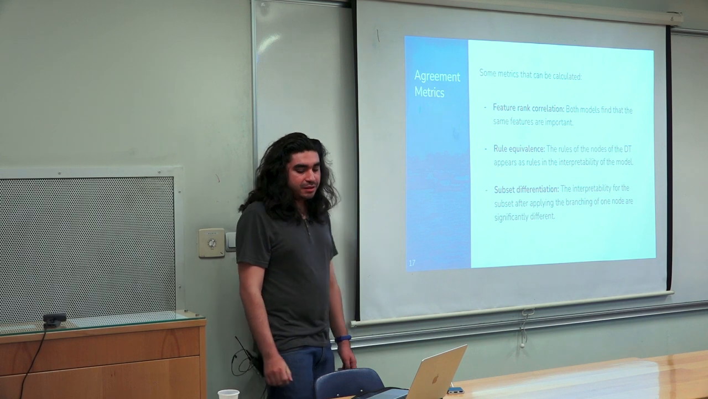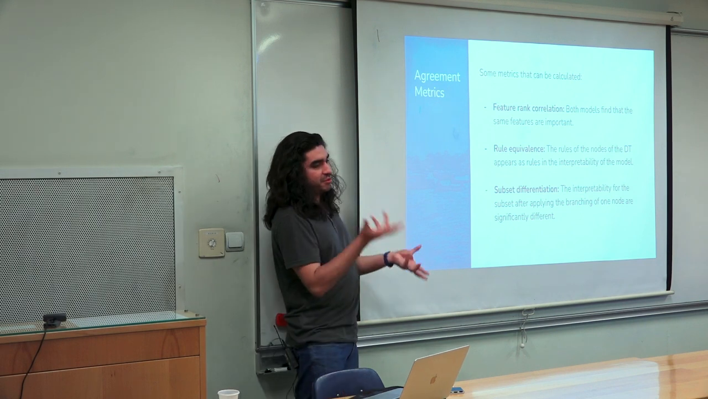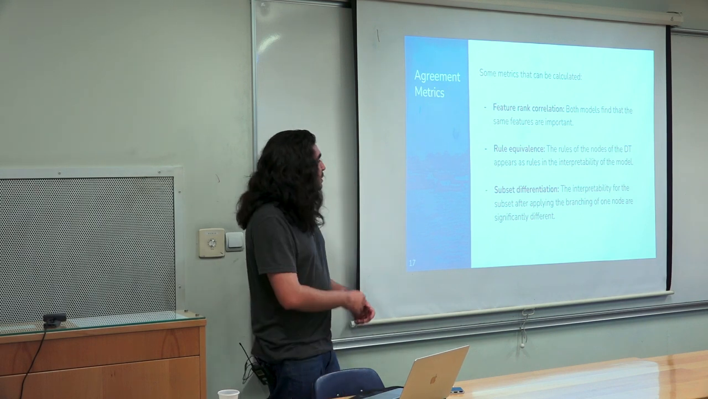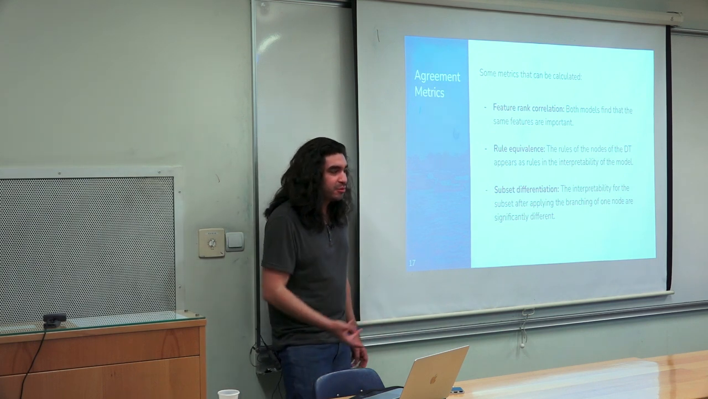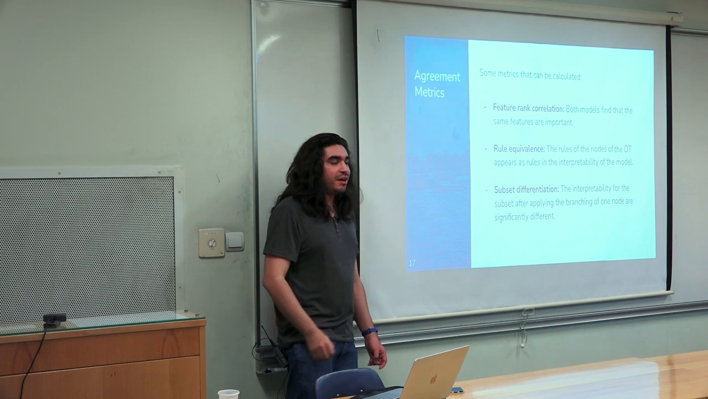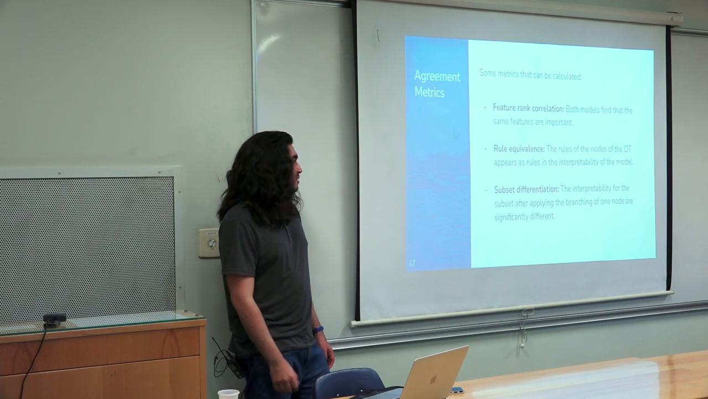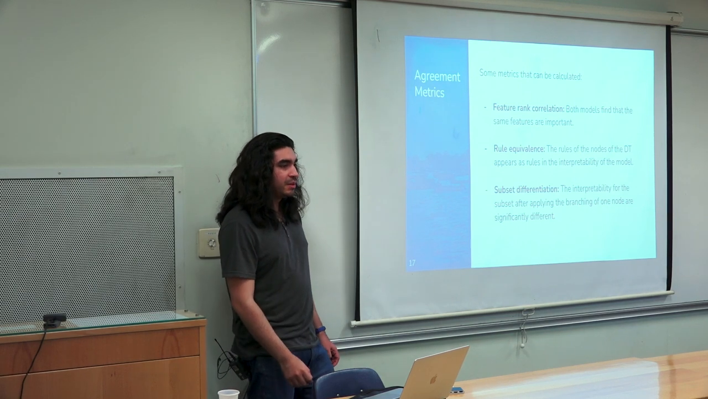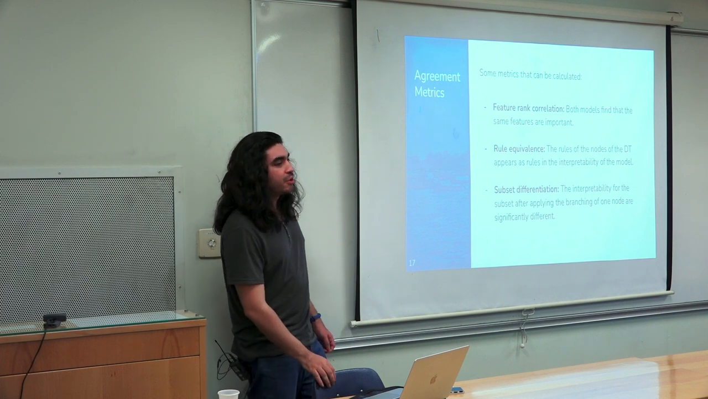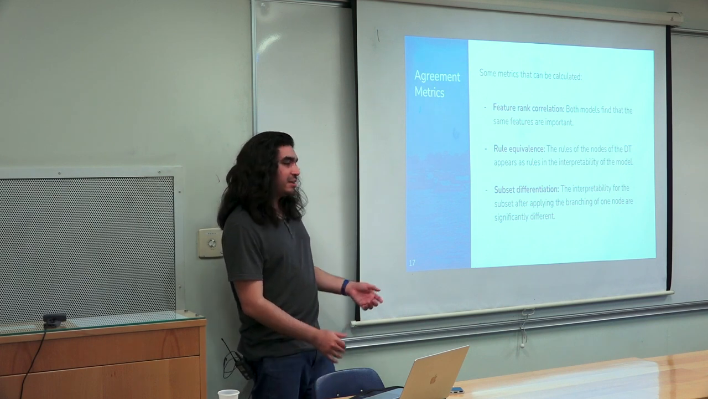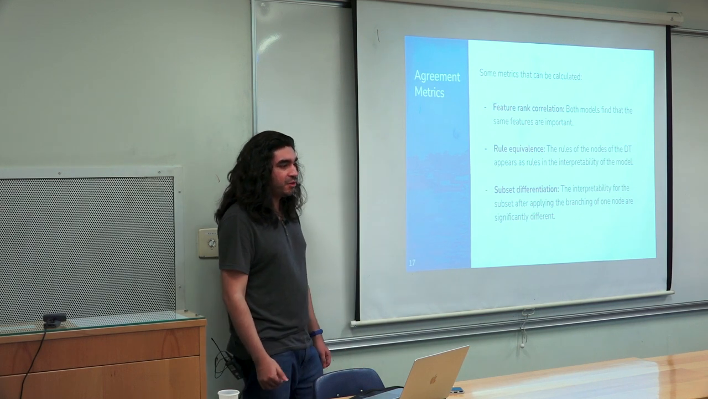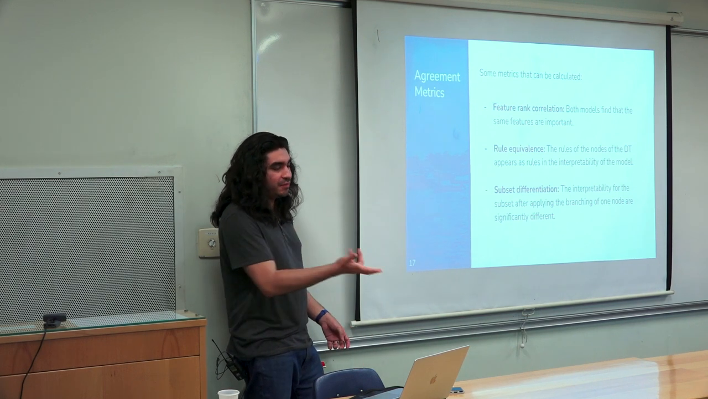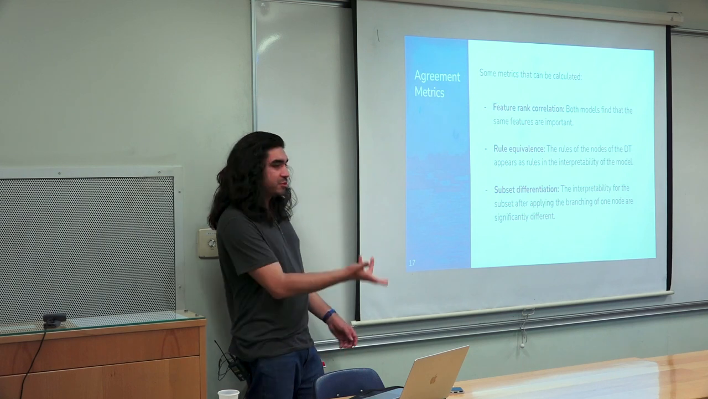Yeah, that is intrinsic to the model. For example, for artificial neural networks, you cannot derive rules directly. There are techniques, but they usually don't work so well. So this is like a precondition to apply these metrics. Your model has to have the ability to produce rules.